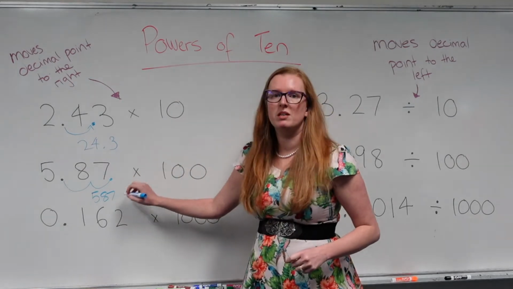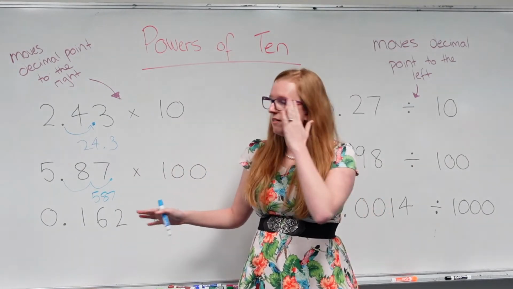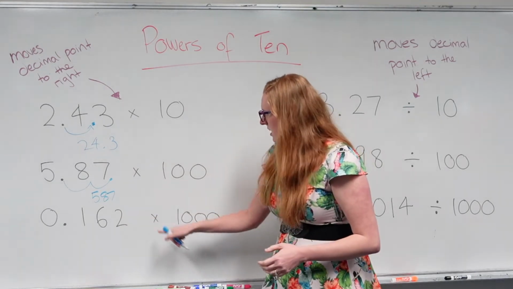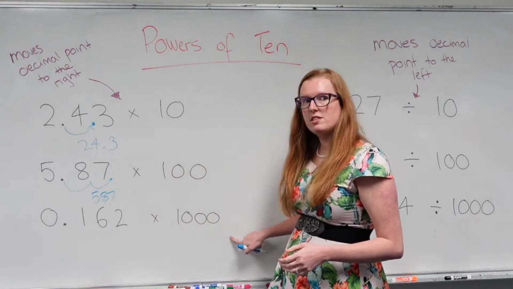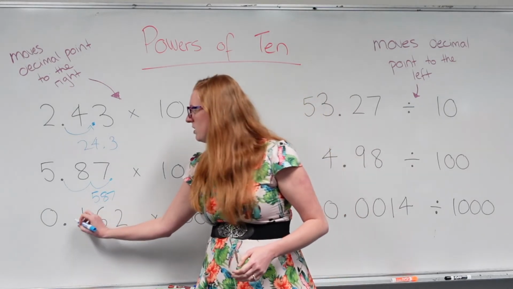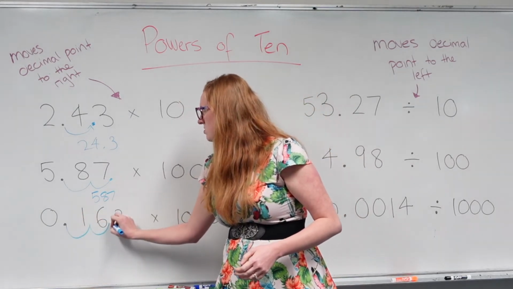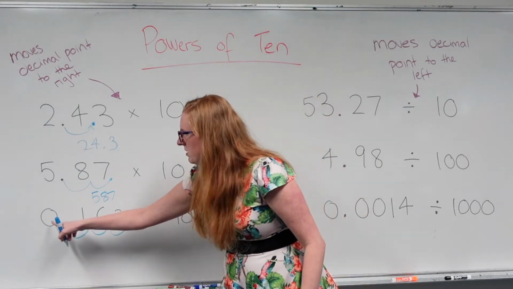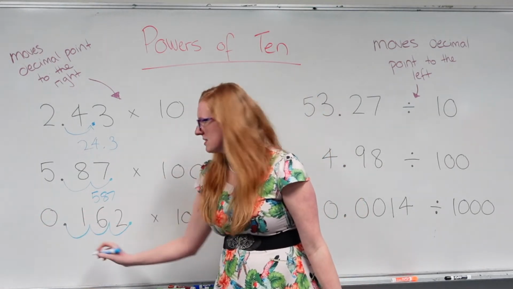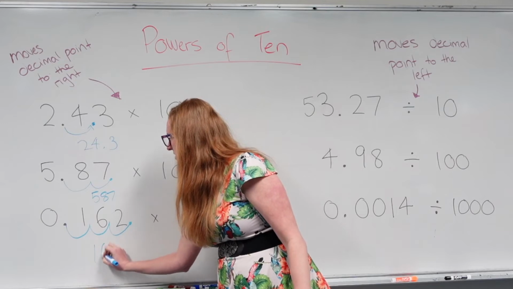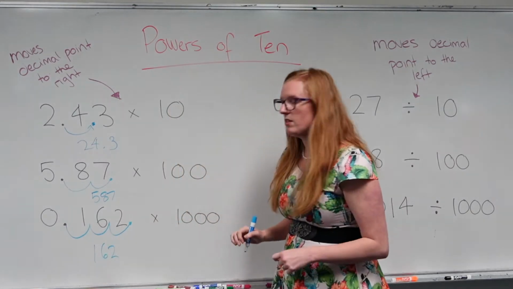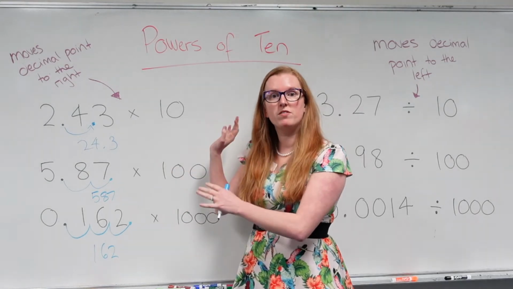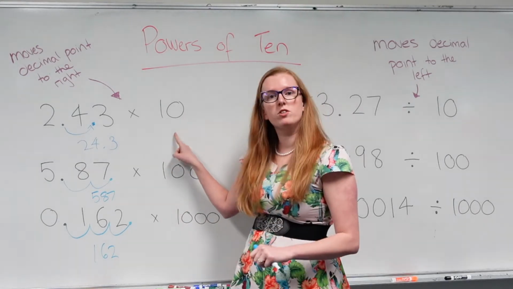Now I could put 0.00, but I don't need to do that. Now it's just the number 587. Now here, I've got a number that has 3 zeros, so I'm going to be moving my decimal point 3 spots. 1, 2, 3, over here. So now my number, I can drop off the 0 that's at the start, so now my number is just 162. Cool.